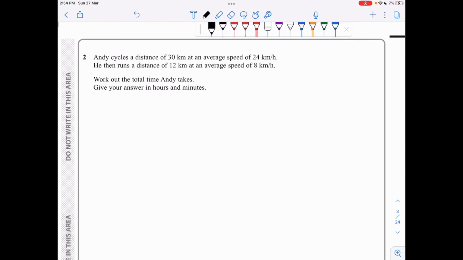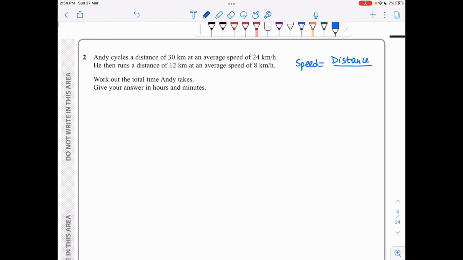Question 2, Andy cycles a distance of 30 kilometers at an average speed of 24 kilometers per hour. He then runs a distance of 12 kilometers at an average speed of 8 kilometers per hour. We need to work out the total time Andy takes. Obviously, I should be referring to the formula that says that speed is distance over time.